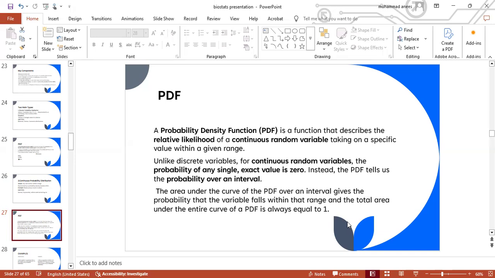Instead, the PDF tells us the probability over an interval, and the area under the curve of the PDF over an interval gives the probability that the variable falls within that range, and the total area under the entire curve of a PDF is always equal to 1. So here lies the difference between PDF and PMF.